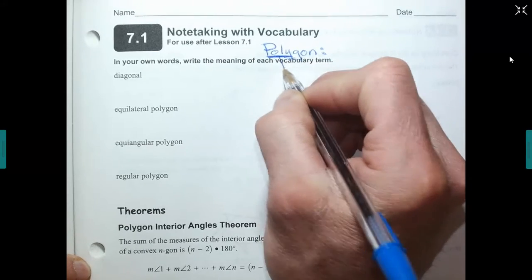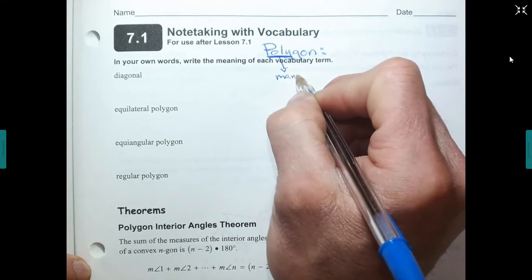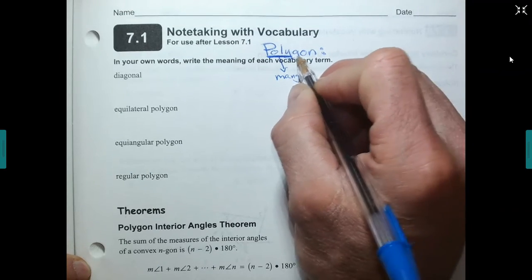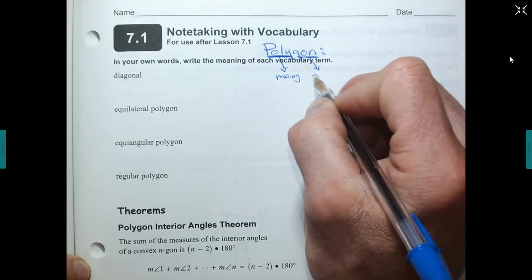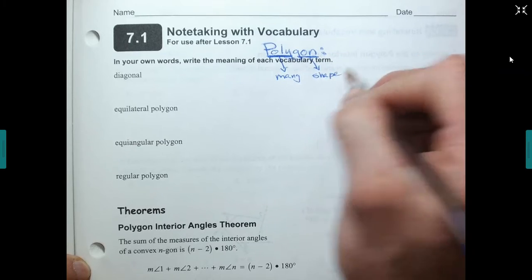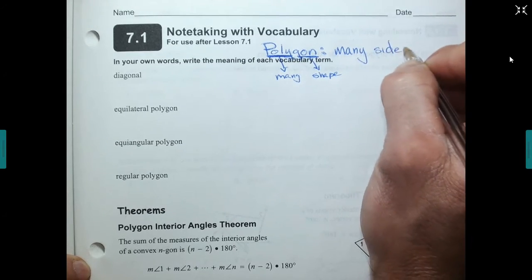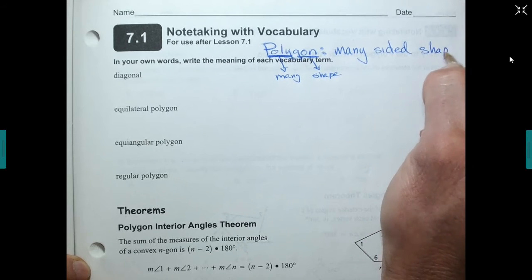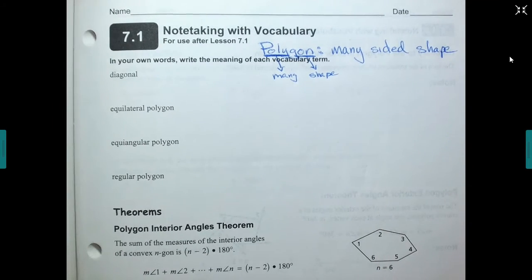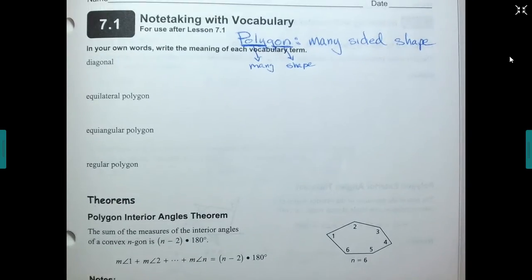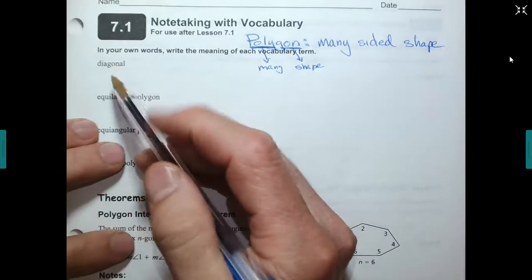Poly, that means many, and gon is a shape, many-sided shape. So polygon is a many-sided shape. There you go. That's what polygon is. So that's your definition. Now, what's a diagonal?